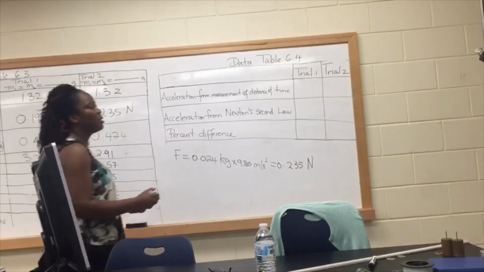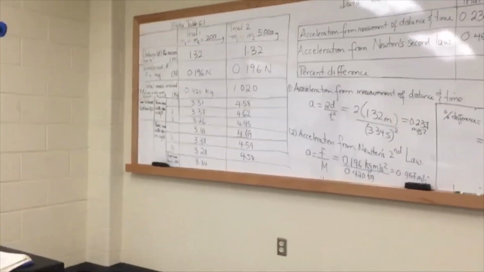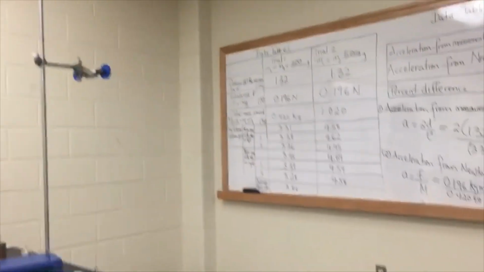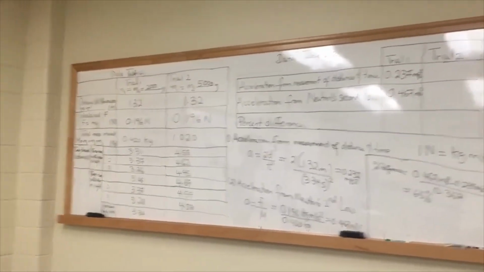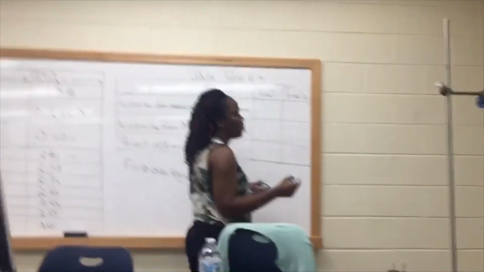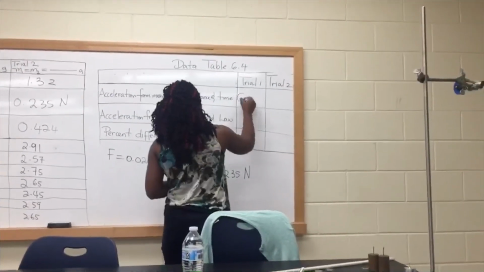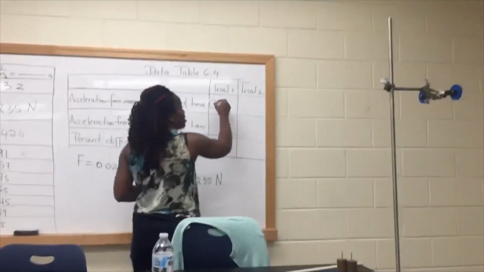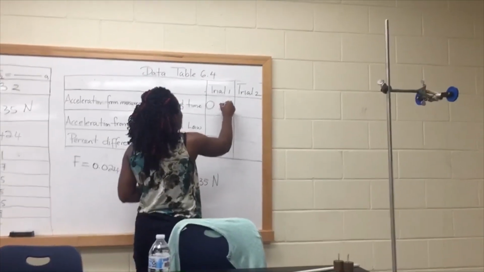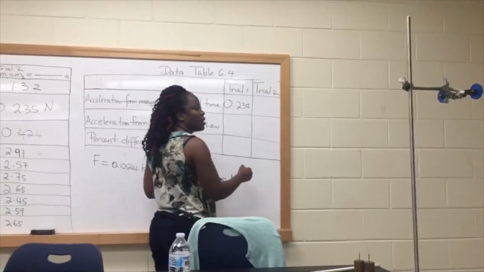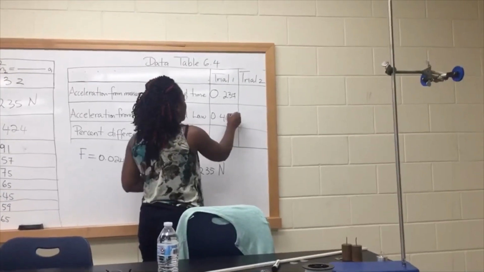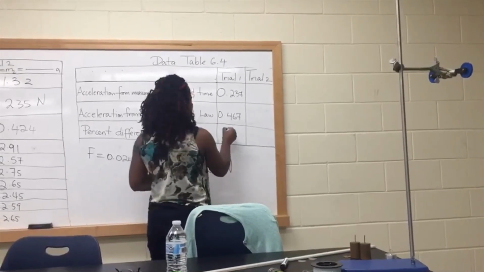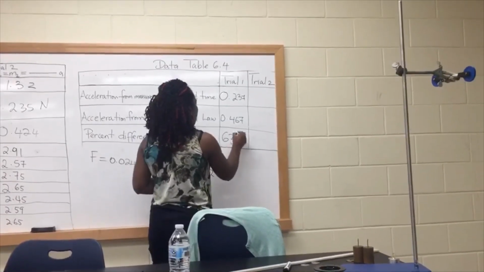All right, so I've already done a calculation over in procedure 1 for you, and I'm going to fill out the first trial. So the first trial was exactly like what we had in procedure 1. Here the acceleration from the measurement was 0.237. The acceleration from Newton's second law was 0.467. And the percent difference was 63%.